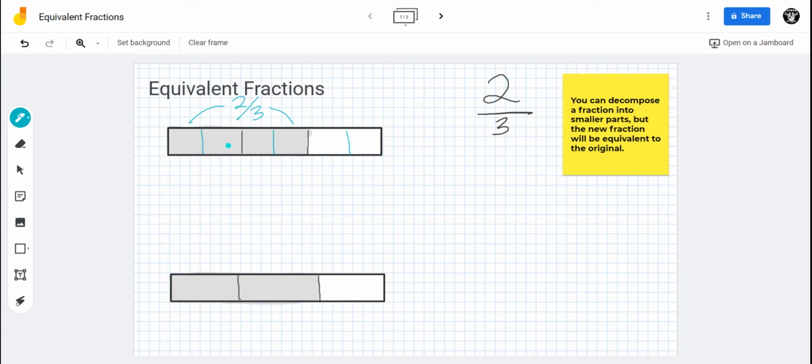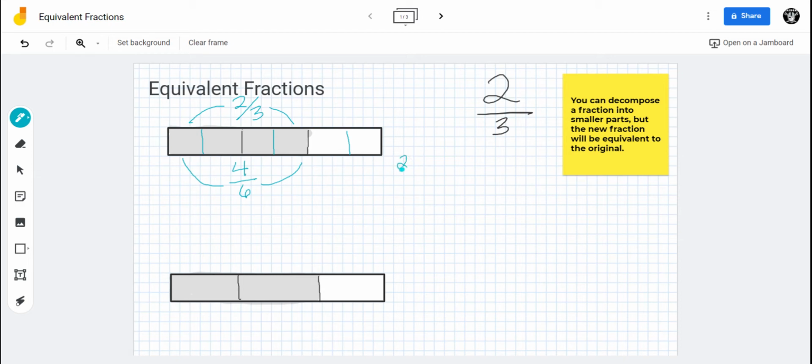So we have 1, 2, 3, 4 parts that are shaded out of 6 total parts. So now instead of 2/3, we have 4/6. And that is a fraction that is equivalent to 2/3, right? And you can see that we can not only model it right here on a tape diagram or a fraction bar, but then we can also show you mathematically how this works, right?